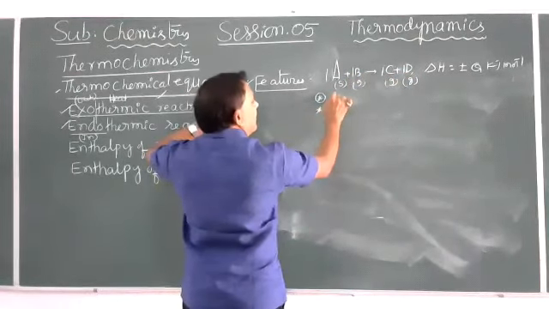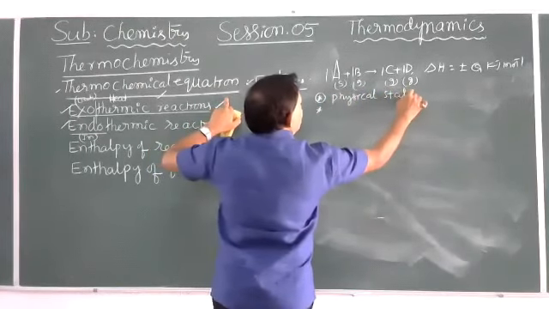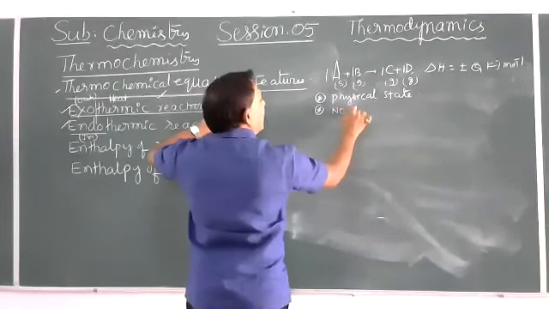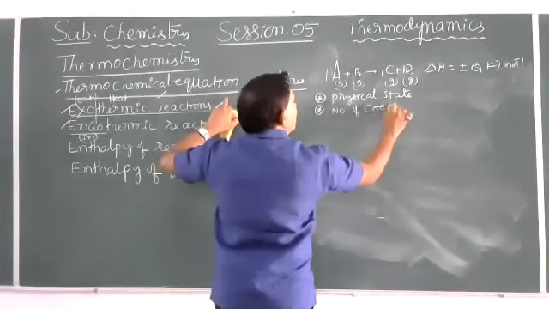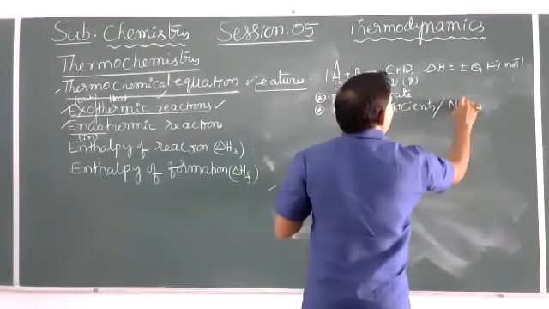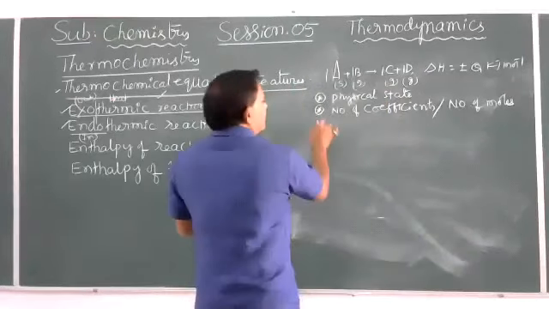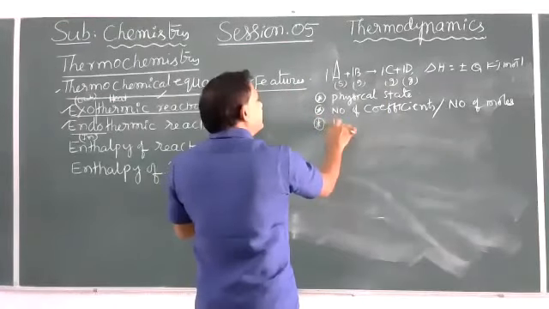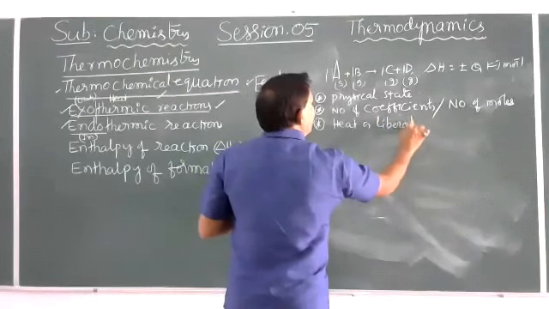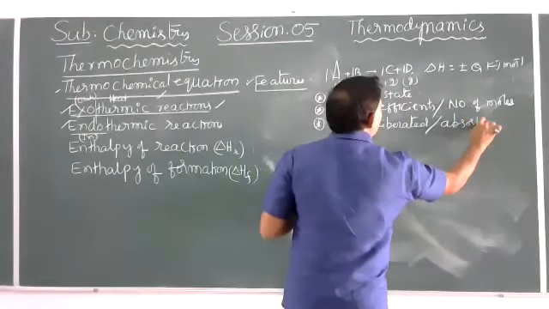The second point is the number of coefficients. The number of coefficients is nothing but the number of moles. Then the heat is liberated or absorbed; the equation indicates whether heat is liberated or absorbed.